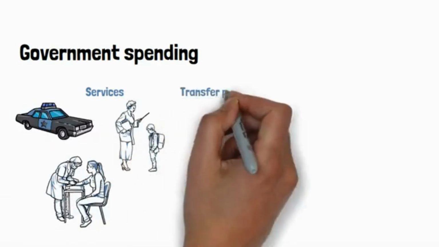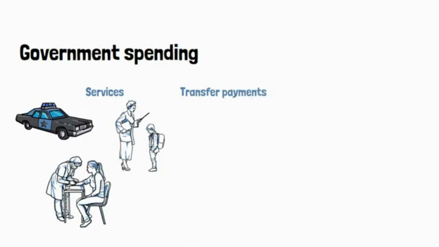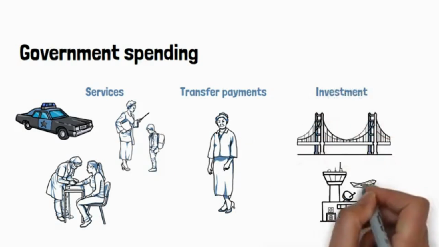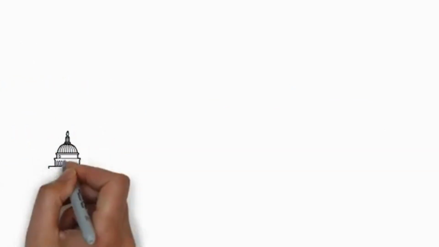The government also spends money on transfer payments to the unemployed, retired, and others. And there is government investment in projects like bridges and airports. A government is able to have a big impact on the economy through its fiscal policy. The decisions it makes will depend on where the economy is in the business cycle.